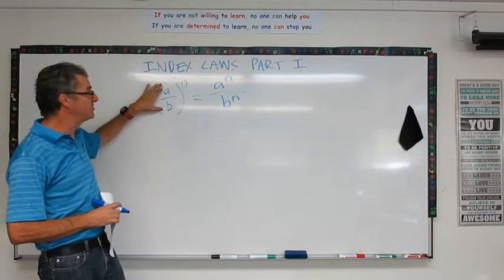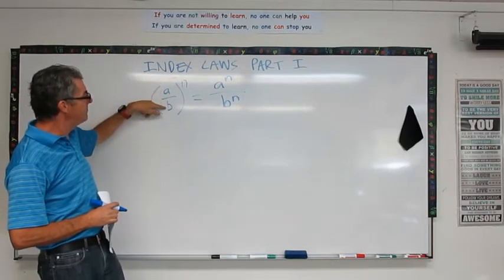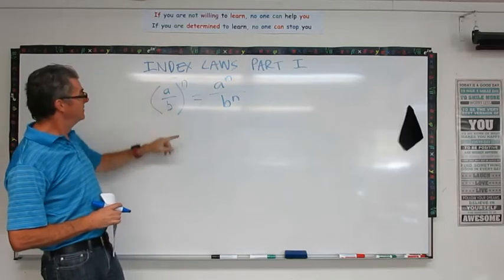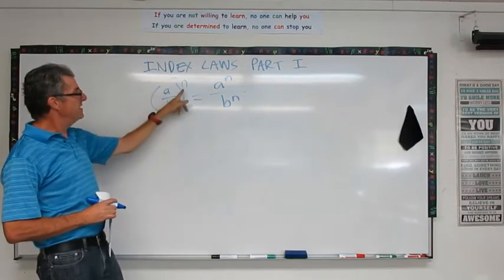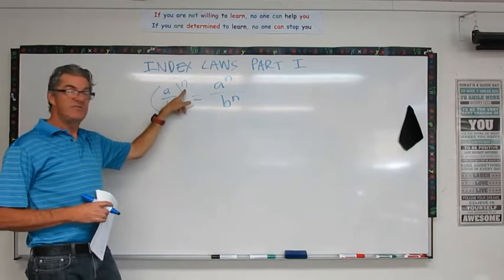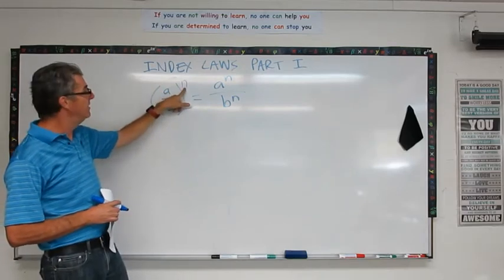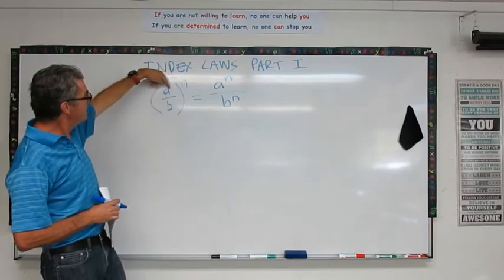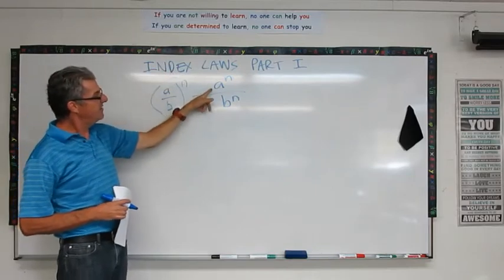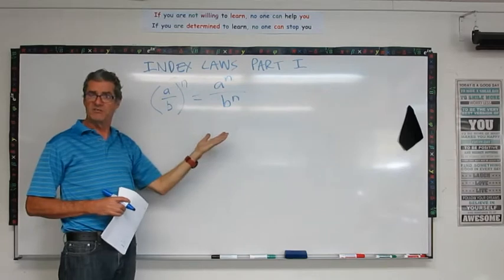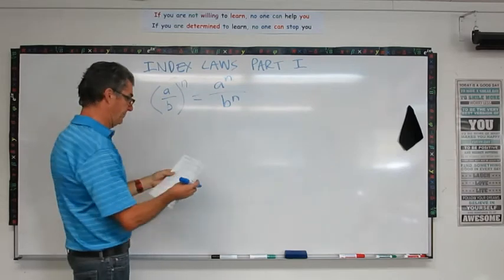Remember, that word refers to division. We've got a divided by b, so that's a quotient. So this is the quotient of a and b raised to the n power. Just like with the power of powers, or the power of products, the last one, we can distribute this n onto the a and the b, and we get a to the n over b to the n. Pretty straightforward. Let's do an example.